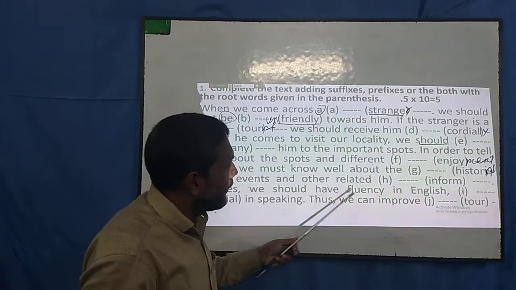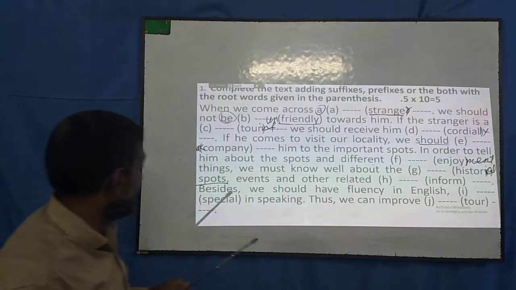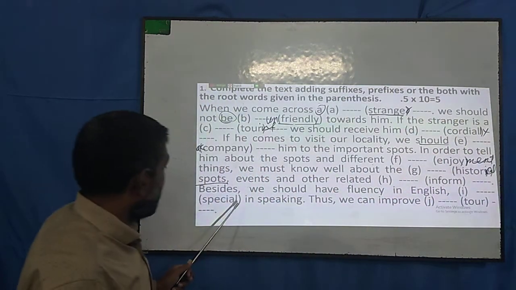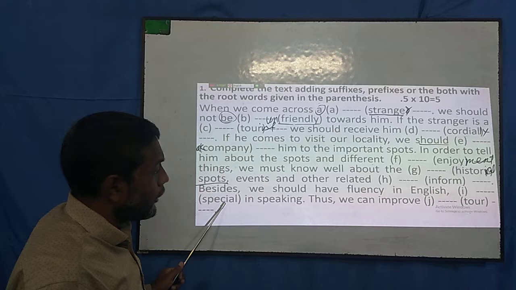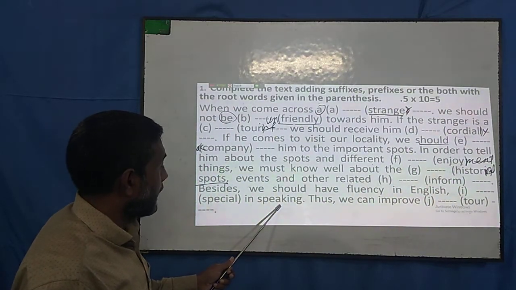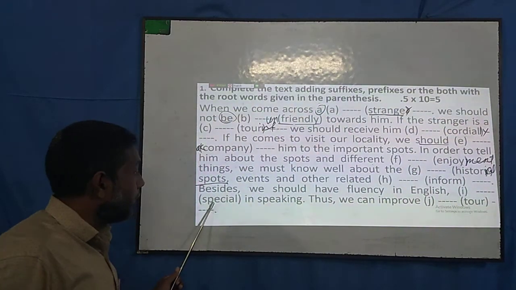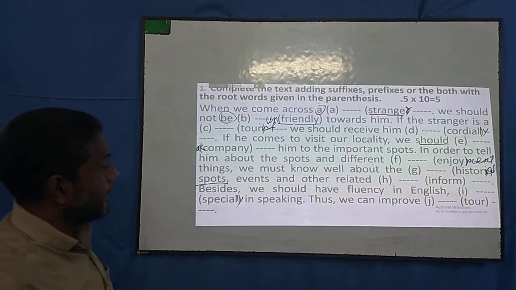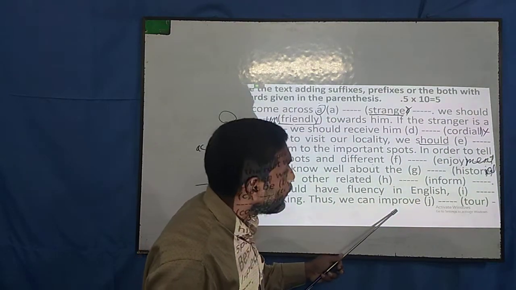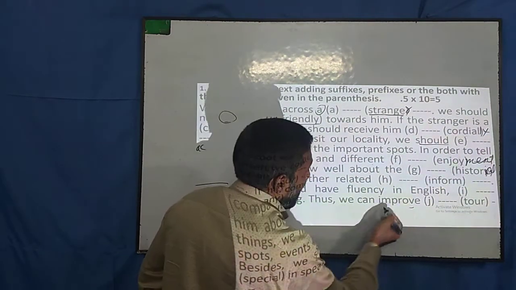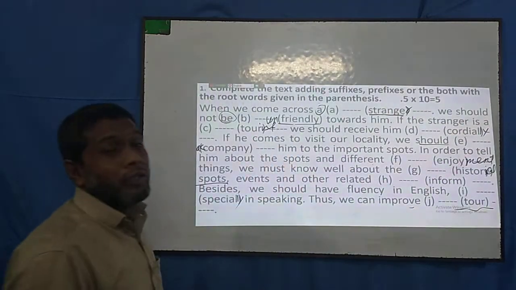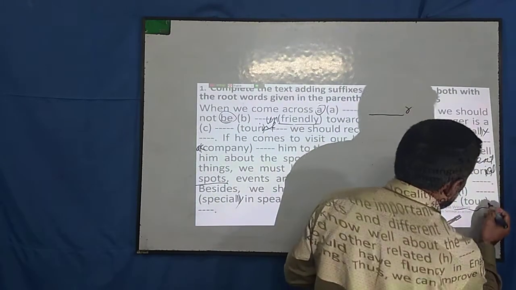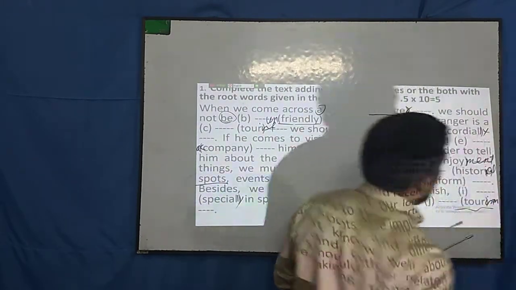Besides, we should have fluency in English. So this is a noun. Again, this word is going to modify this word and this is a verb, you know, so this will be an adverb. So spatial, it will be spatially. In speaking, thus we can improve. This is a verb, so after the verb we need an object and we know in the object I must use a noun. So what will be the noun? Tour, meaning this is the noun form, tourism.